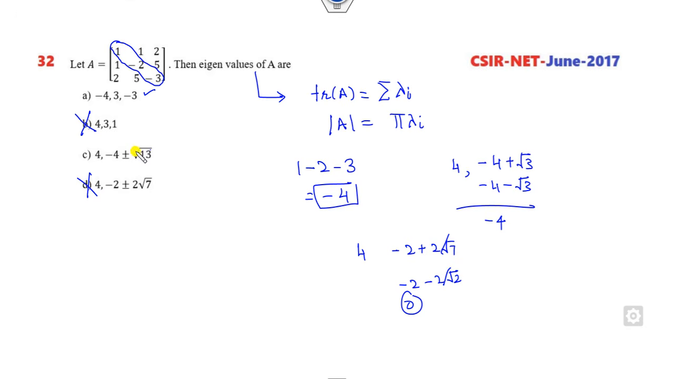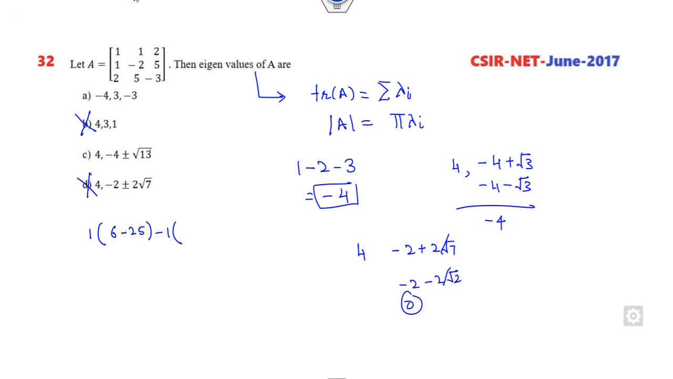Now how can you check that? The trace will be minus 4, so both are correct. Now you can find the determinant. What is the determinant of the first one? We can find it: 6 minus 25 minus 1. It is my minus 3.